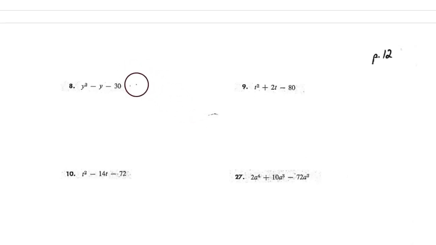Okay, more factoring. Again, these are trinomials. Let's consider using FOIL. Y times y is y squared, and then negative 6 times positive 5 makes negative 30. Negative 6 plus 5 adds up to negative 1. Number 9, let's use FOIL.